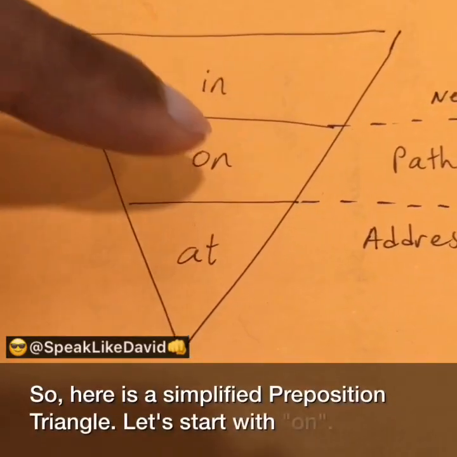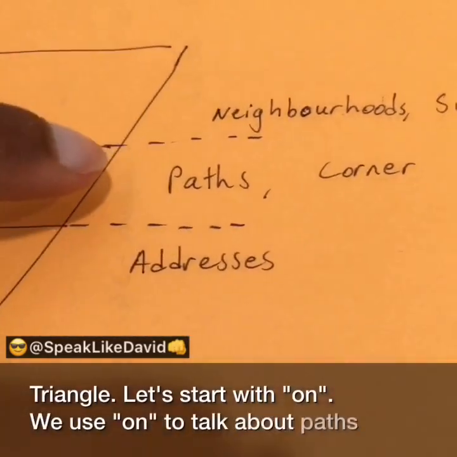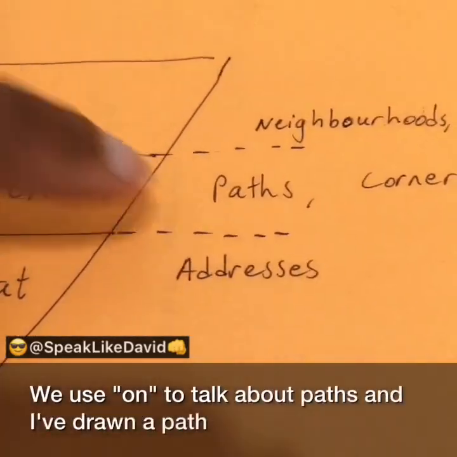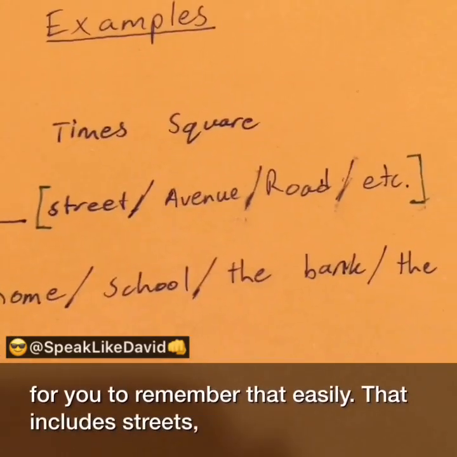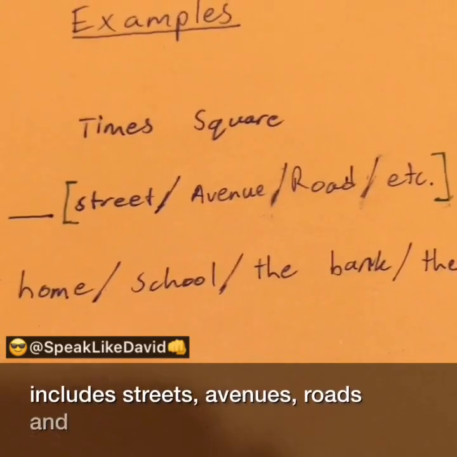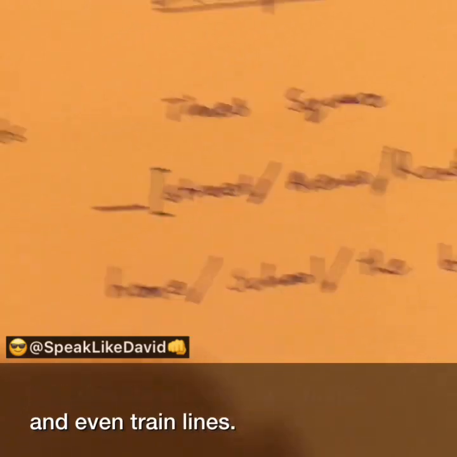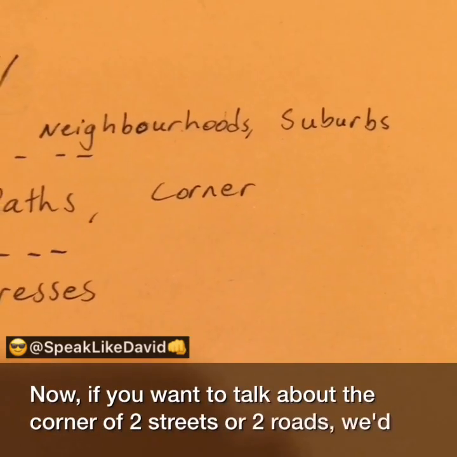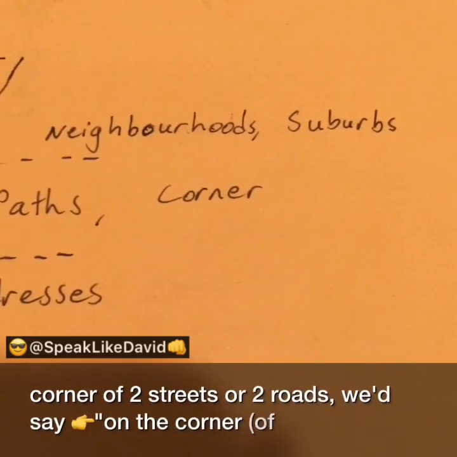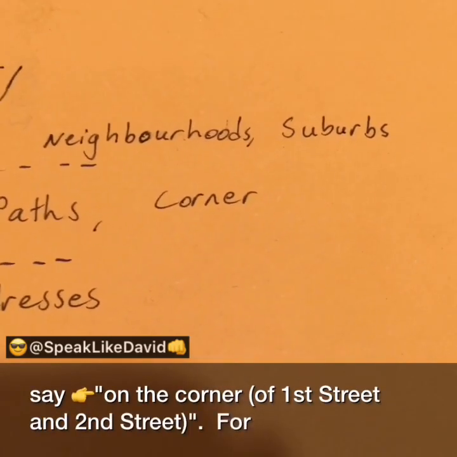Let's start with "on." We use "on" to talk about paths, and I've drawn a path here in the middle for you to remember that easily. That includes streets, avenues, roads, and even train lines. Now, if you want to talk about the corner of two streets or two roads, we'd say "on the corner of 1st Street and 2nd Street," for example.